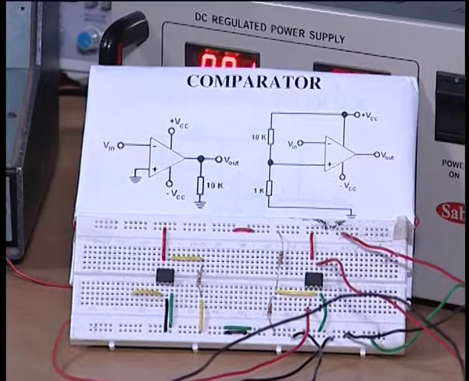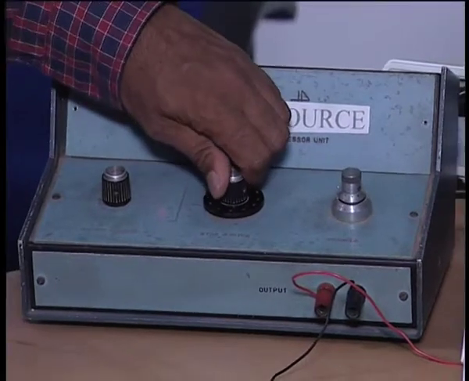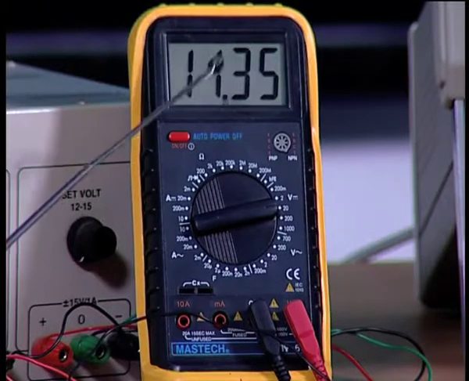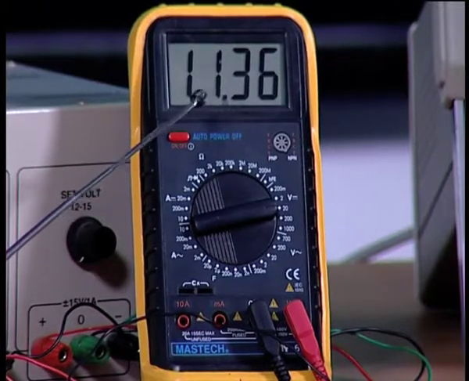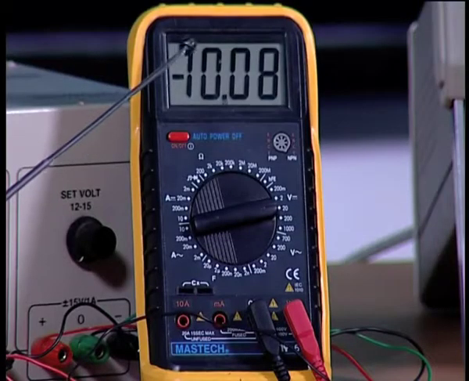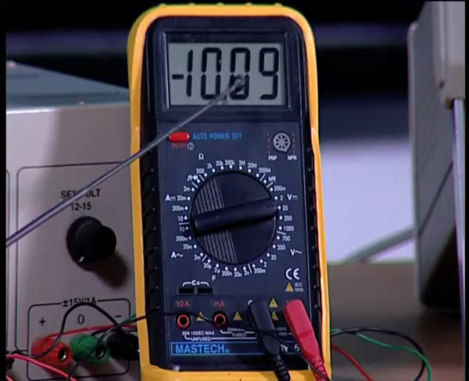I am going to now vary the input voltage at the millivolt source by 1 more volt. That means it is going to become 2 volts. When I do that, I want you to look at the multimeter and see what happens with the click sound. Now I have changed to 2 volts, and immediately you see the multimeter has changed to minus 10 volts.